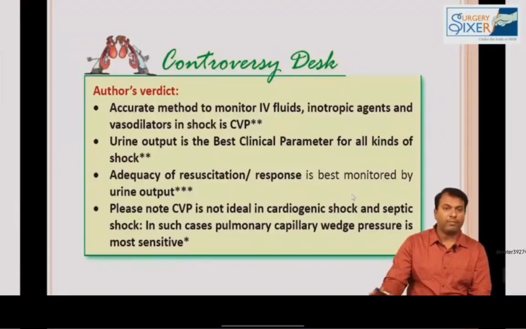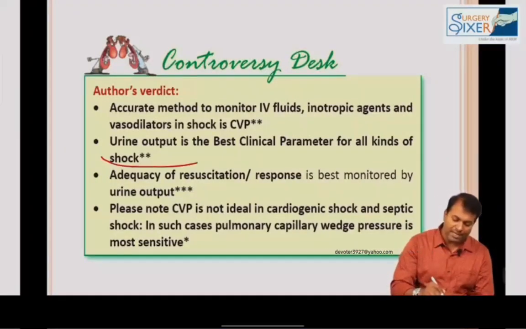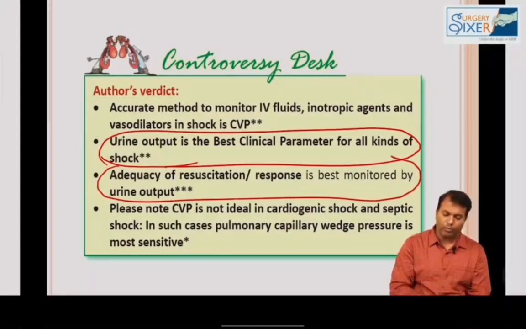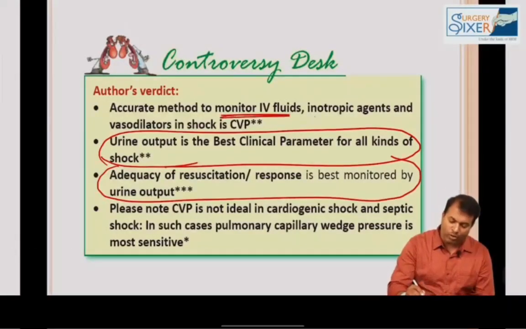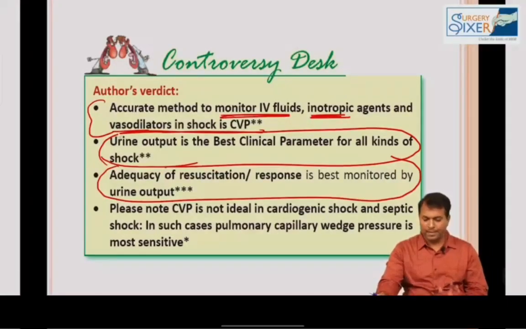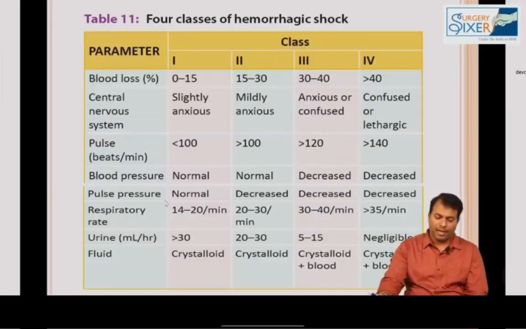So what are the final monitoring values? Please don't forget urine output is the best clinical parameter for all kinds of shock. Adequacy of resuscitation and response is best monitored again by urine output. The accurate method to monitor IV fluids, inotropic agents, and vasodilators is CVP. No confusion in this. Okay, please don't get confused in this. This is a controversial topic. I have already told you the values between each.